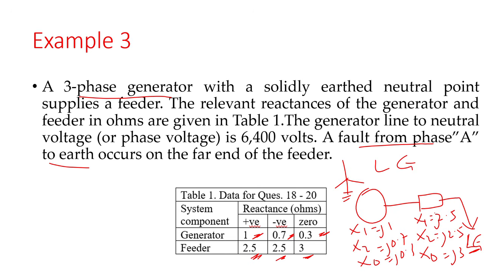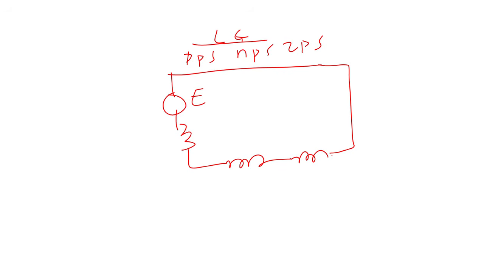The relevant reactances of the generator and feeder in ohms are given in the table. So everything is already in ohms. It means that we have been given the generator line to neutral voltage. It means that the phase voltage, V phase, has been given as 6400. It means that these are actual values, and we continue to work with the actual values, right?